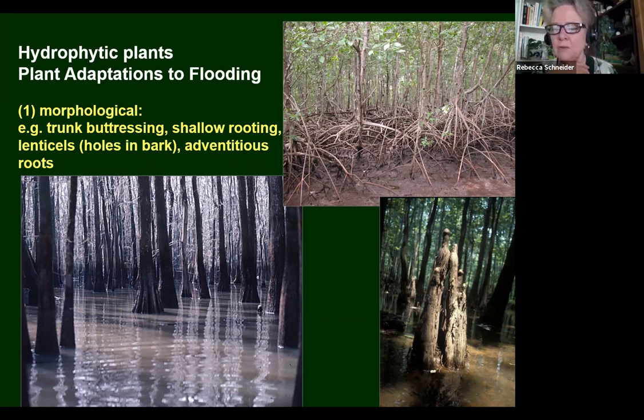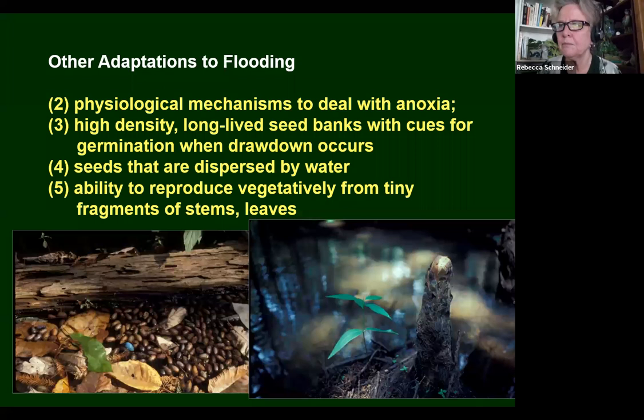One way is they do it morphologically. So they can have shallow roots near the surface where they're more likely to get oxygen. They can have holes in their bark called lenticels. They have ways to deal with the high energy of flowing water, with buttressing of their trunks. And in tidal systems, they actually have all these adventitious roots, like mangroves. So these are different structures that they have as adaptations to high energy, waves, flowing water, and to get oxygen.